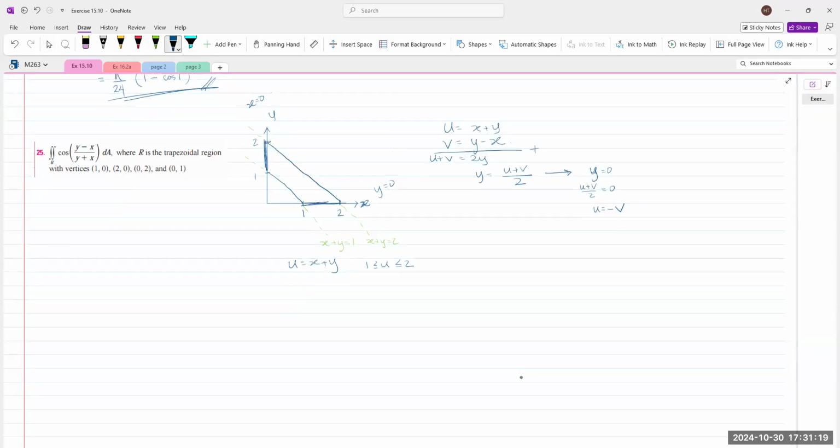So far our u is from 1 to 2, okay, and so this guy here becomes this, right? This guy here becomes this. This guy here, let me color it differently. This guy here becomes y equals 0, so u equals negative v, so it becomes this.